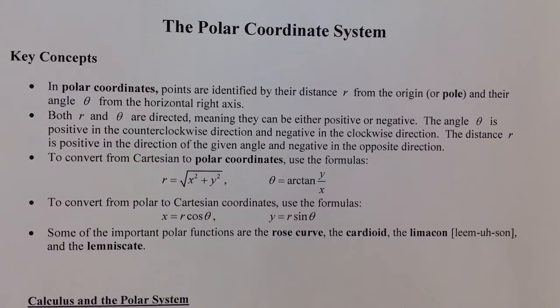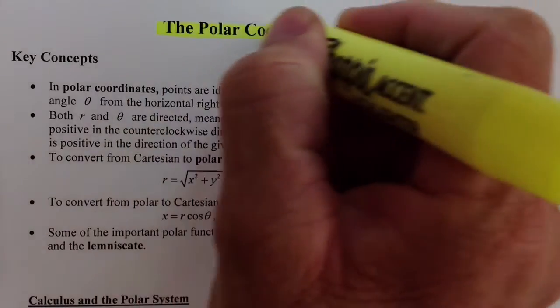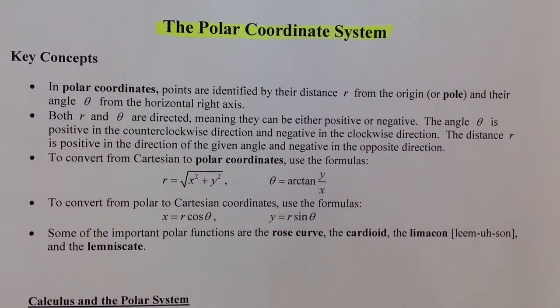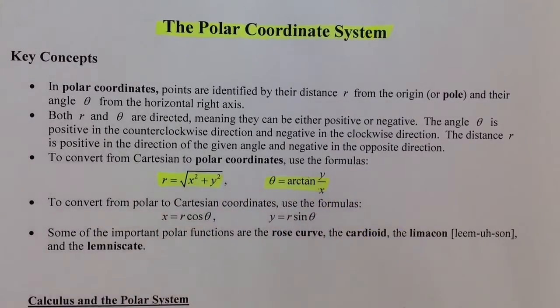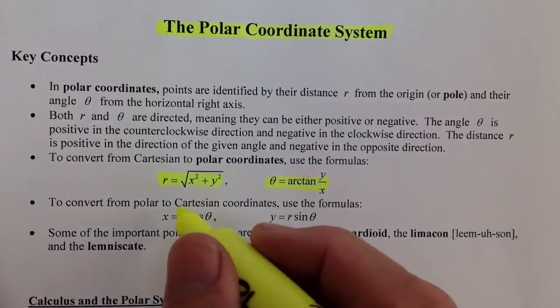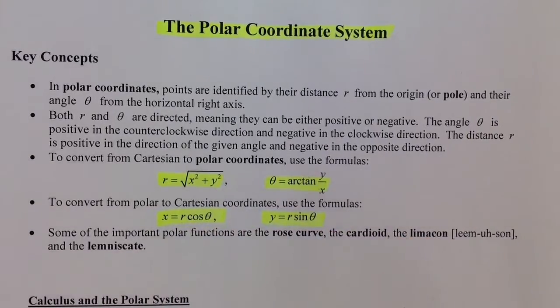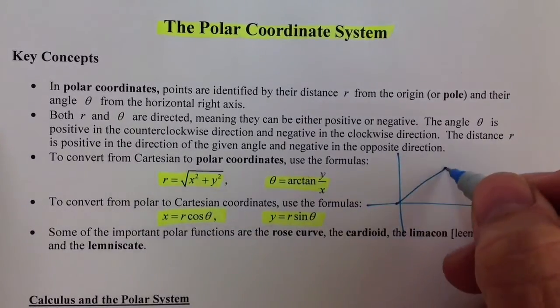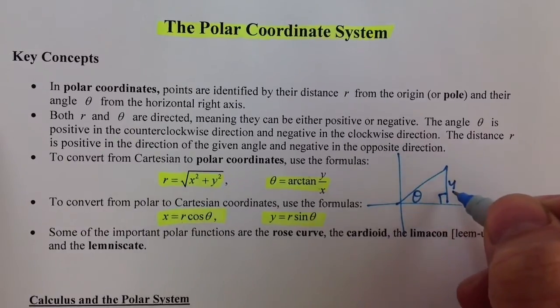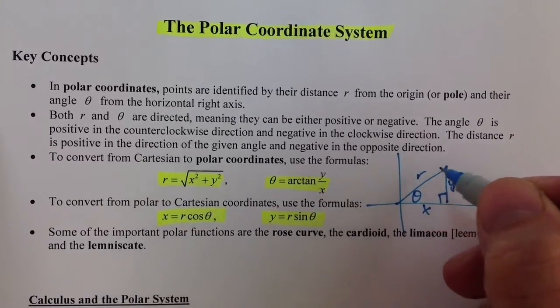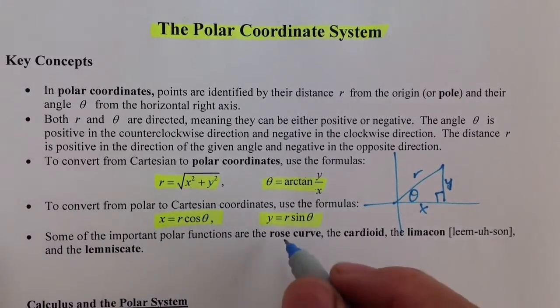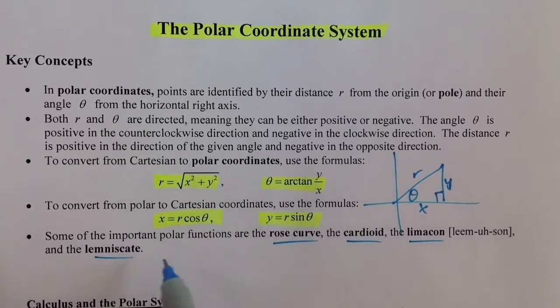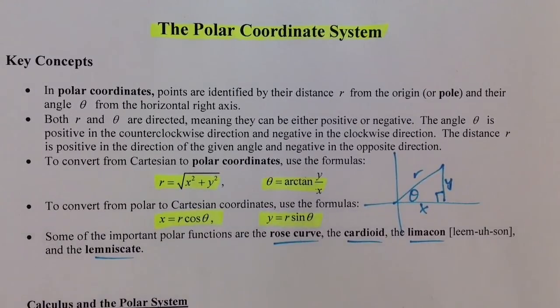I'm hoping by now you've familiarized yourself with the polar coordinate system and all the conversions from Cartesian to polar coordinates and from polar to Cartesian. And that also comes from that relationship between x, y, r, and theta. So hopefully you're understanding how x, y, r, and theta are related, and that's going to really help you be able to graph these rose curves, the cardioids, limaçons, and the lemniscate.